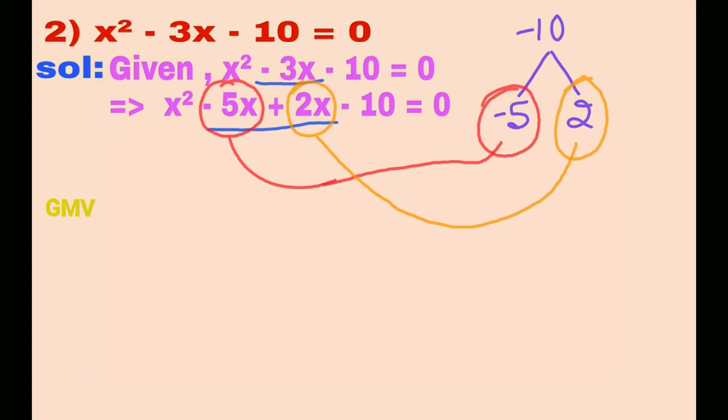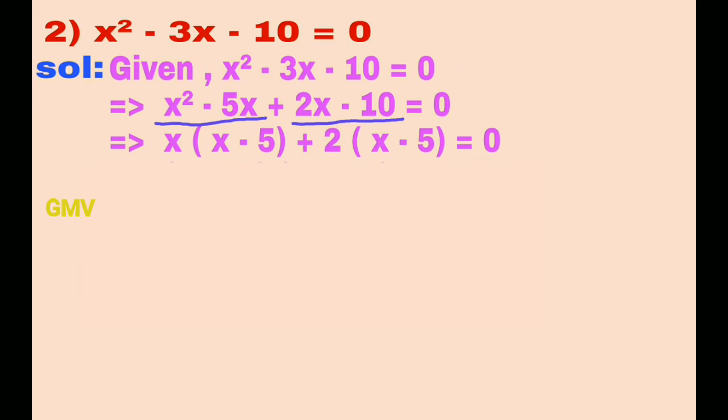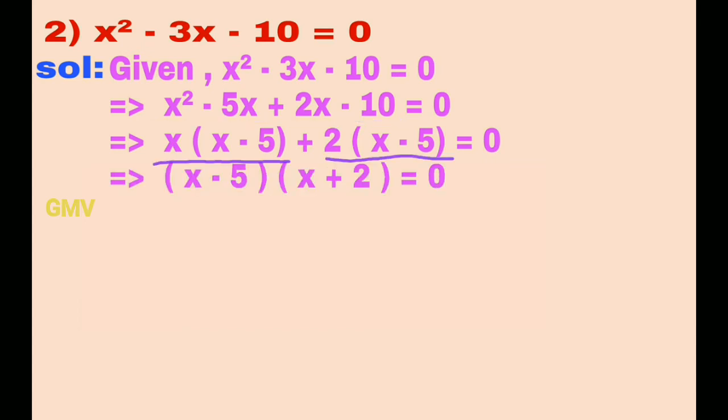Now x is taken as common from these two terms. The remaining is x minus 5. Put this positive sign as it is. Now take 2 as common from these two terms. The remaining is x minus 5, equal to 0. In the next step, take x minus 5 as common from these two terms. The remaining is x plus 2 is equal to 0.